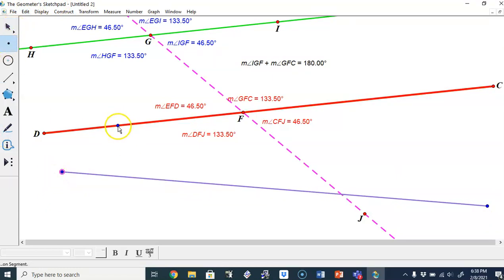These green lines are parallel to each other. This purple line, not parallel. Not even close. But watch the magic not happen. If I come in here and I say, okay, measure this angle, Geometer's Sketchpad, if you would. This one right in here that goes from F to J to this point out here. Up here, 133.5. Jump down here to the corresponding angle, 133.5. But when I jump down to this corresponding angle, it's not the same.